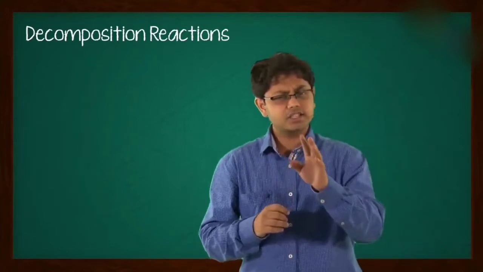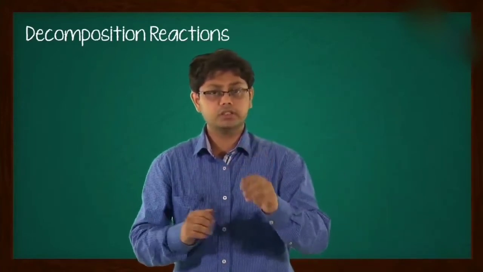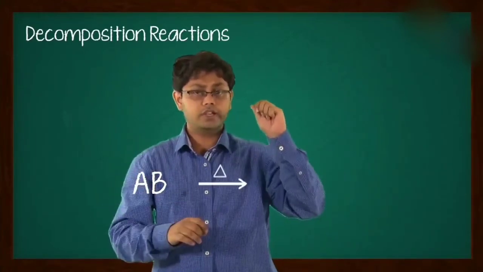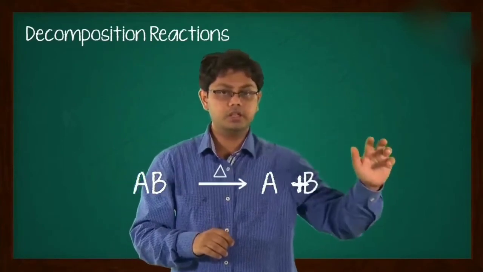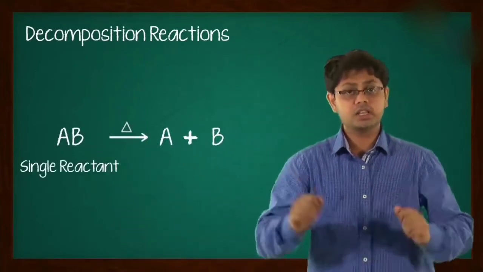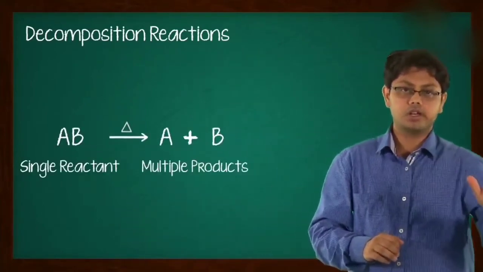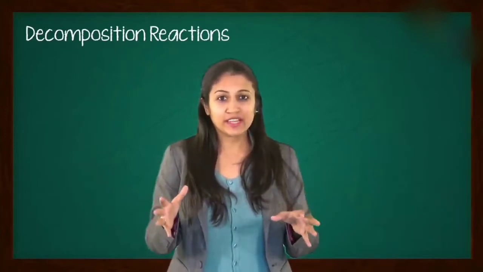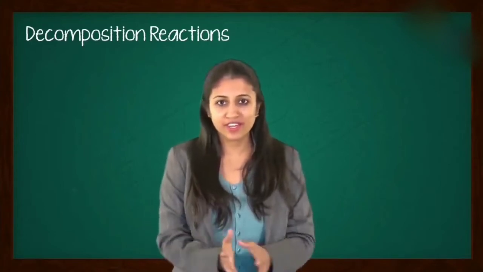To generalize such an equation, we can represent it like this. AB is going to give rise to A plus B. That is, single reactants give rise to multiple products. Now that you've understood this kind of reaction, we will look at some more examples so that decomposition becomes very, very clear to you.